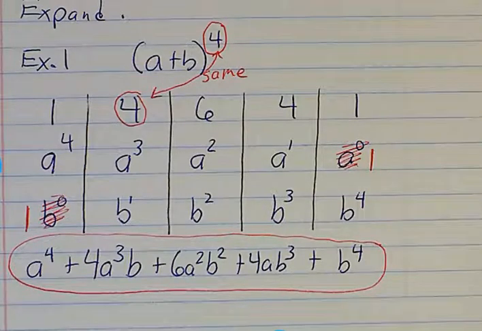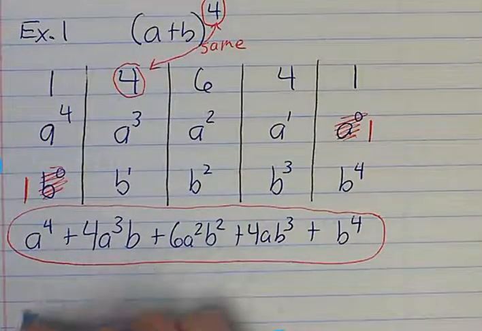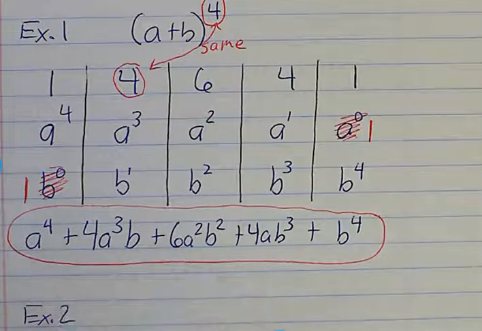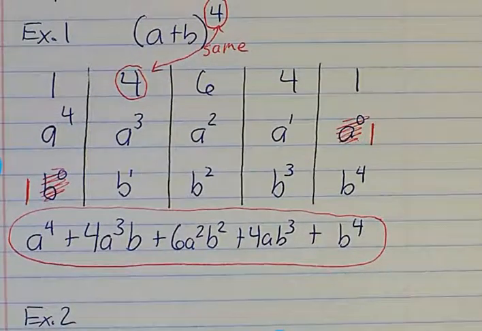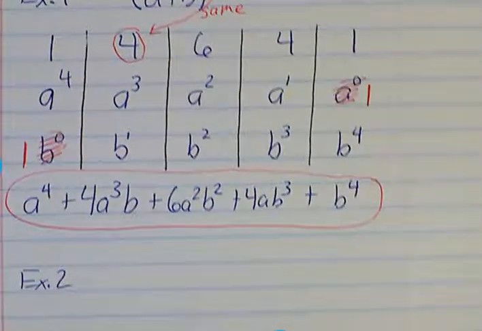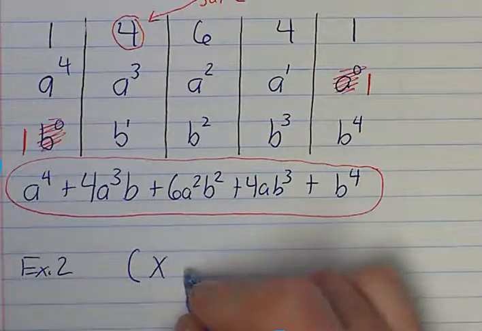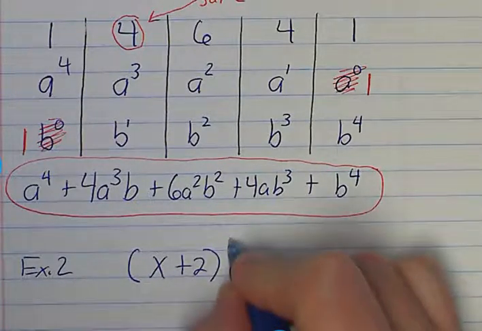All right, now let's give you one where we've got more than just a plus b. Let's make it where we've actually got a number in here. So for example 2, we're going to change it up just a little bit. Instead of a plus b to the 4th, we're going to change it up just one slight little bit. Let's make it x plus 2 to the 6th power.